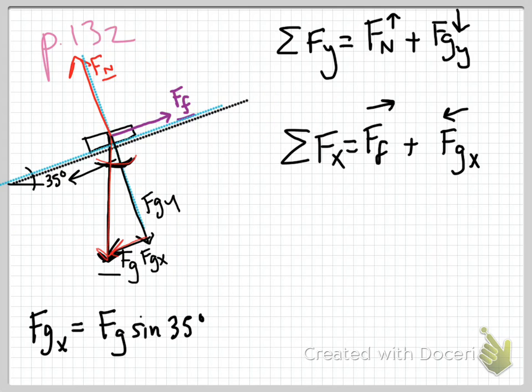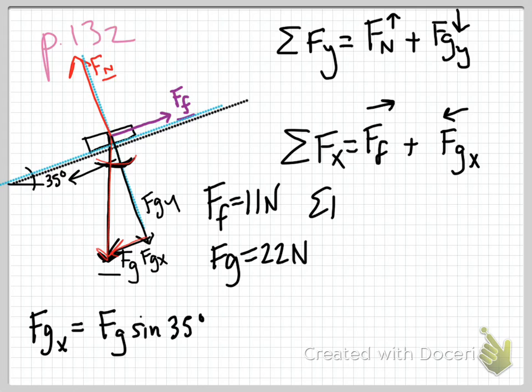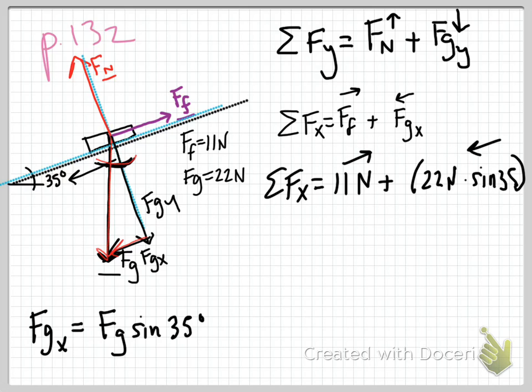I was given the force of friction, so I'm going to plug that in. So I know that the force of friction, and I should always list my variables, of course, is 11 newtons. What is the force of gravity on this book? Well, we're told that it's 22 newtons, and later we'll learn how to calculate that for ourselves. So, what we now have is that the sum of forces on the x, which is going to turn out to be the net force, is equal to 11 newtons up the slope plus 22 newtons times the sine of 35 degrees down the slope.